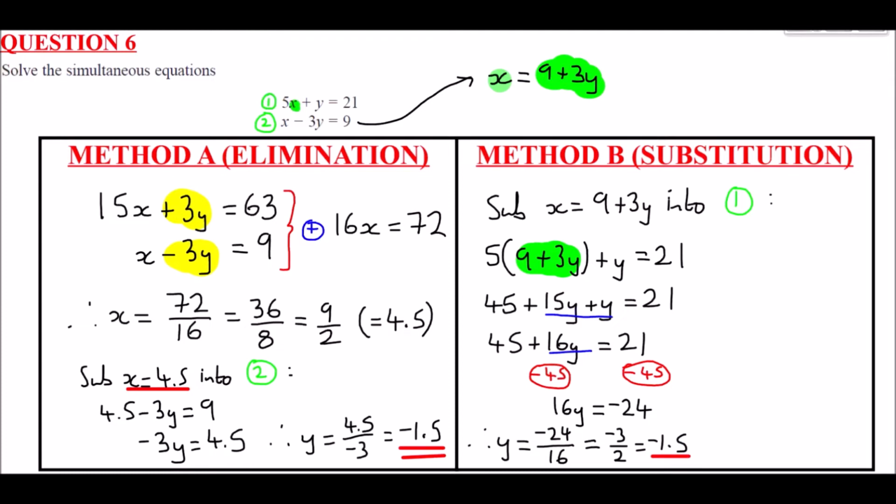But just to follow it through, so you can see that it does definitely work, we can now take this value of y and substitute it into either 1 or 2. So I'm just going to pick equation 2 because it's easier. Well, in fact, I can pick this one. That's even easier. So I'm going to sub that y is minus 1.5 into x equals 9 plus 3y.